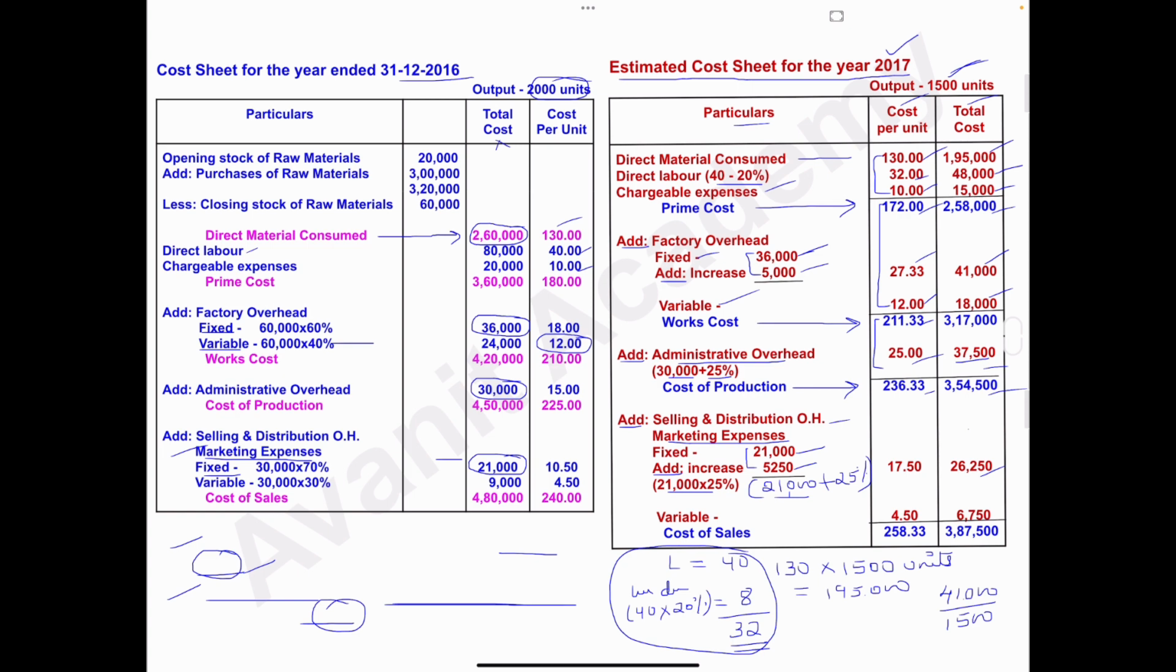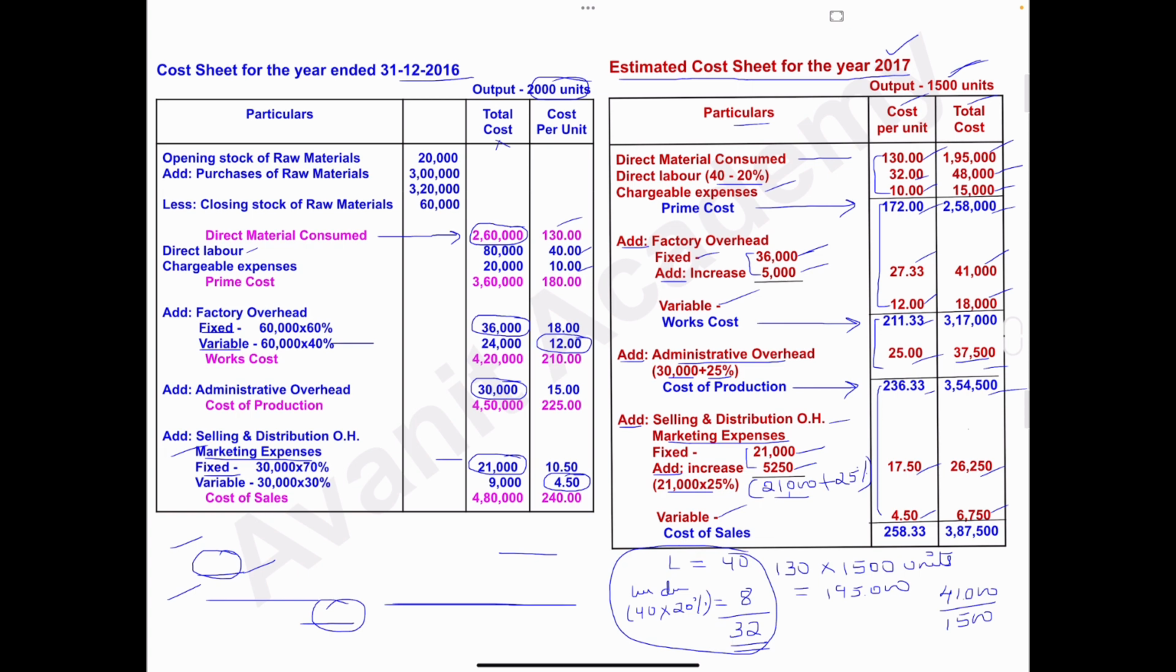So fixed marketing expenses total cost amount is 26,250. To get cost per unit, 26,250 divided by 1,500, and the cost per unit is 17.50. Next is variable. Directly take the variable value cost per unit. See the cost per unit column, 4.50. So write here 4.50. Total cost: 4.50 into 1,500 will get 6,750.